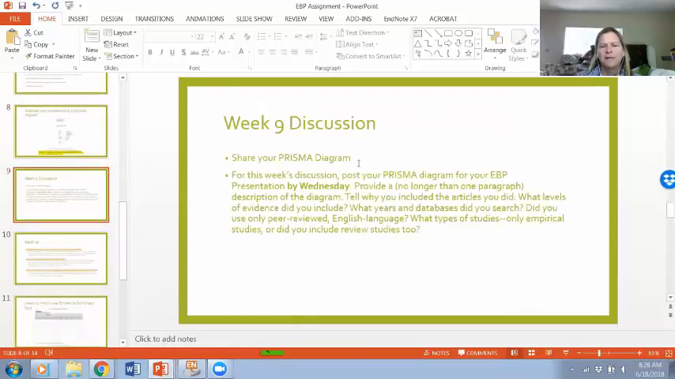And then for our week 9 discussion, you're going to share your Prisma diagram, and then you're also going to tell your classmates why you chose the level of evidence you did, the years and the databases you searched, what type of articles you included, were they peer-reviewed, English language, were they empirical studies only, or did you include review studies too? So you take us all through that process.